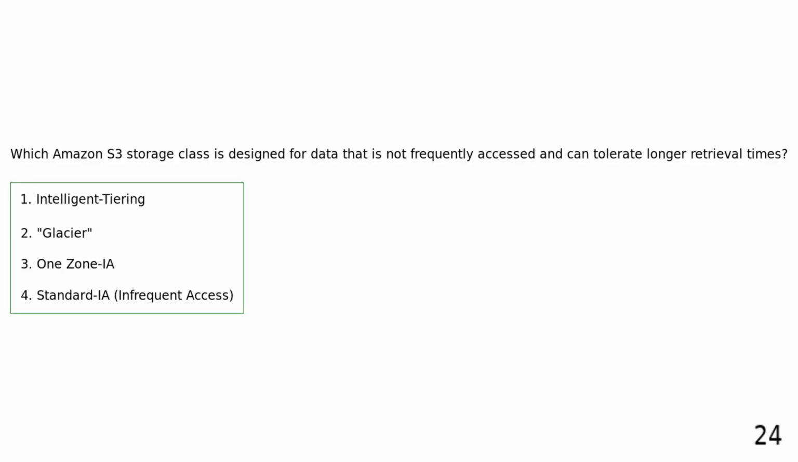Which Amazon S3 storage class is designed for data that is not frequently accessed and can tolerate longer retrieval times? Intelligent Tiering. Glacier. One Zone IA. Standard IA.